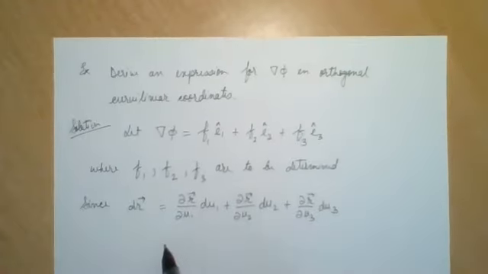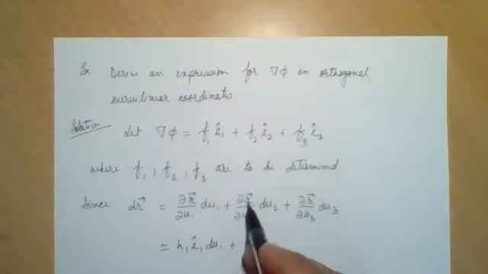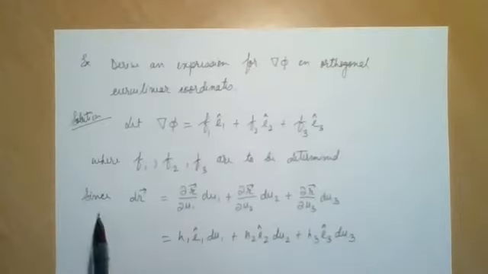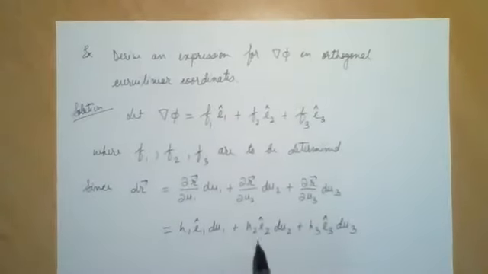And we already know that dou r by dou u1 is nothing but the scale factor h1 times the unit vector e1, unit vector along u1. So dou r by dou u1 is equal to h1 e1, then we have du1. Similarly, this would be h2 e2 du2, and this would be h3 e3 du3.